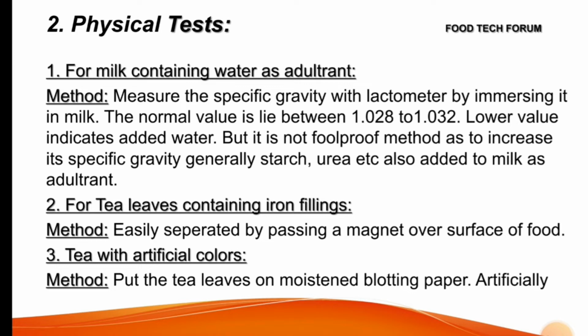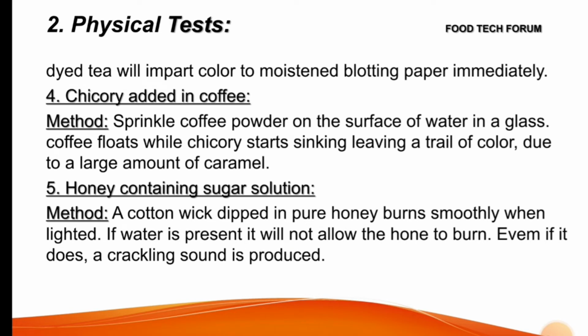Third one is tea with artificial colors. Here we can put the tea leaves on moistened blotting paper. Artificially dyed tea will impart the color to the moistened blotting paper immediately. Okay, so that's how we can detect it.